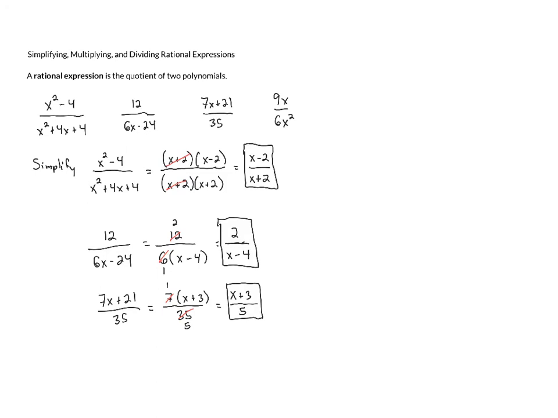We've got one more example here, 9x over 6x squared. This one doesn't have any factoring that needs to be done because these are both monomials. In fact, this is something that we've already seen before. We can just simplify this. We can reduce 9/6 to 3/2, and we can cancel one of the x's in the numerator and the denominator, and that leaves us with just a single x down below. And so we end up with 3 over 2x.